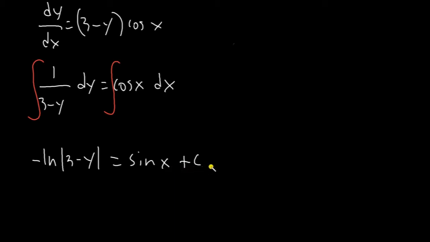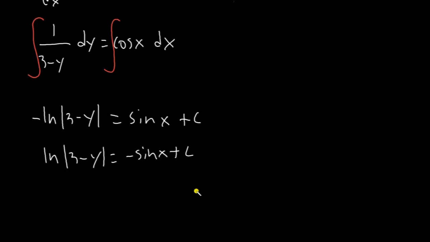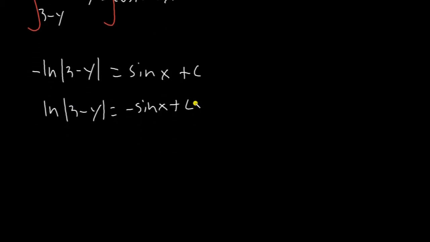And now we can get on to the job of solving this for y, okay? So the first thing I'm going to do is take the negative and bring it over to the other side. So we'll get ln of 3 minus y equals negative sine of x plus c. This plus c doesn't really change when you multiply it by something or put a negative in front of it. C just represents a constant. The value of c might change from step to step, but all that matters is that it is some constant number and not a variable, okay?